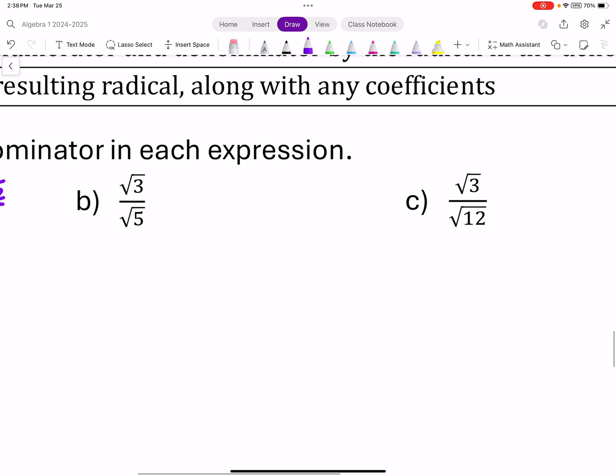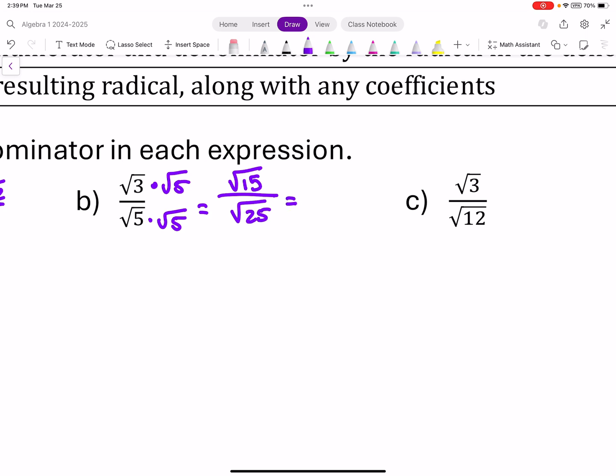Looking at letter B, there is not a perfect square here. I cannot reduce. I can't divide 3 or 5 by the same numbers. So I'm going to go ahead and multiply by radical 5. On the top, they're both under the radical. So when I multiply 3 times 5, I get 15. And on the bottom, they're both under, 5 times 5 is 25.